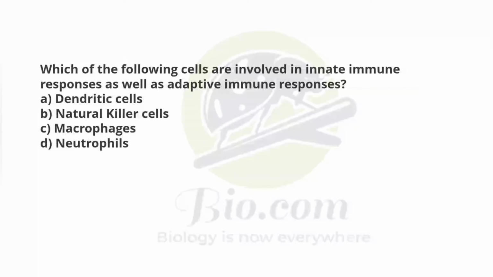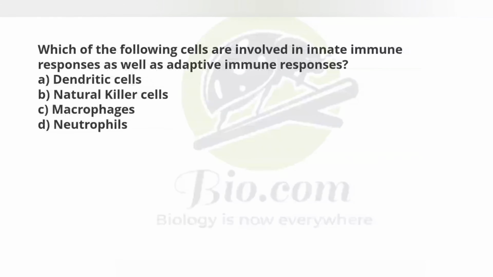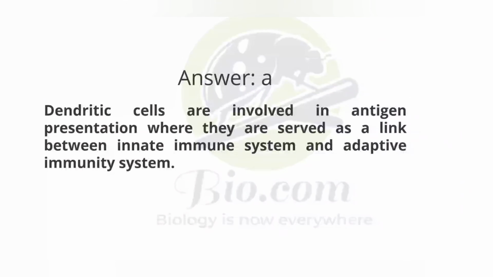Now the second question, which says, which of the following cells are involved in innate immune responses as well as adaptive immune responses? Basically, dendritic cells are the cells which are involved in the innate immune response as well as in the adaptive immune response. So the correct option is answer A, that is dendritic cell, as dendritic cells are an important antigen presenting cell, that is APC, and therefore it acts as a connecting link between the innate immune response and adaptive immune response.